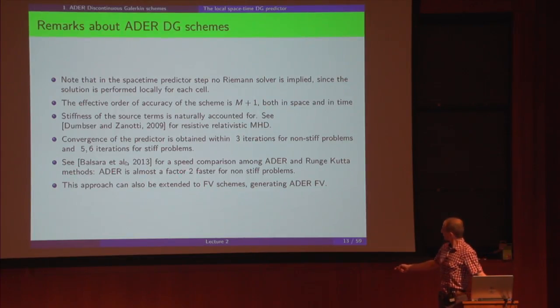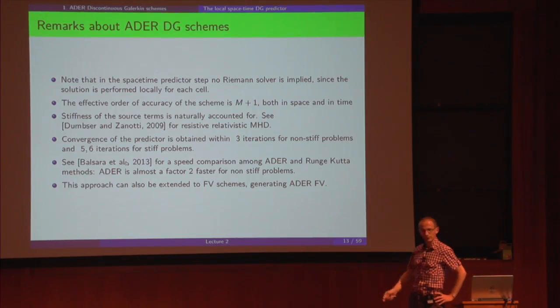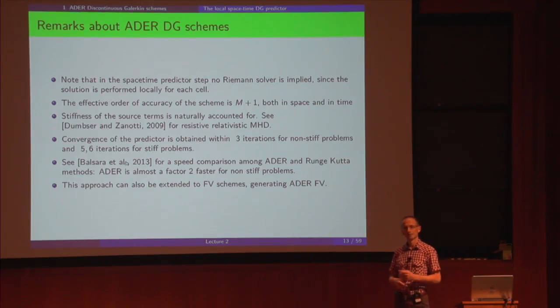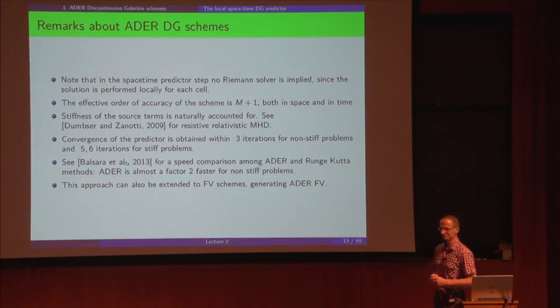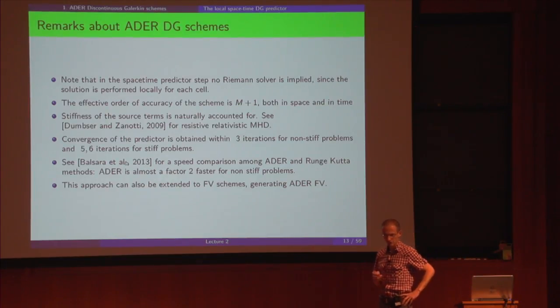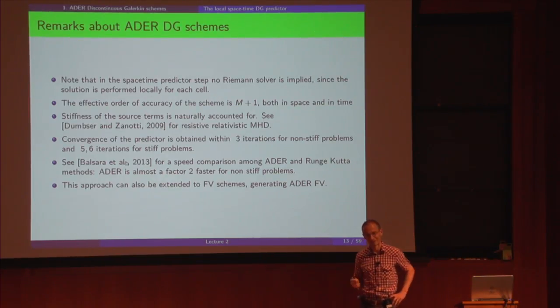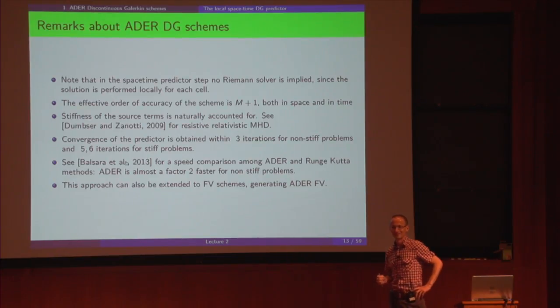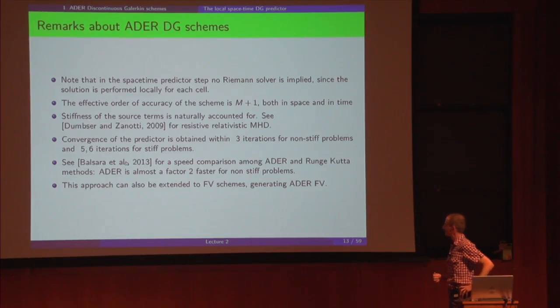And there are also comparisons between ADER and Runge-Kutta, because you may say, well, I don't like it. I want to do Runge-Kutta. I like it much more. So in this reference here, a comparison has been performed. And ADER is almost a factor 2 faster than Runge-Kutta, but for non-stiff cases. There is no systematic comparison for stiff sources. I honestly don't know. I should try myself.